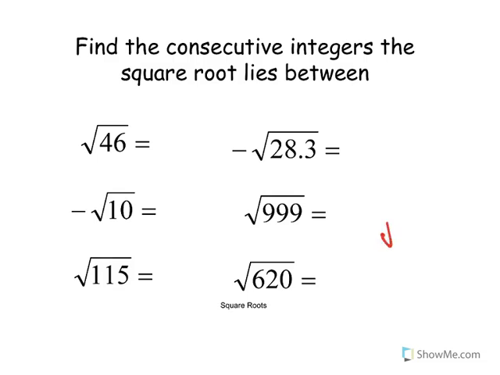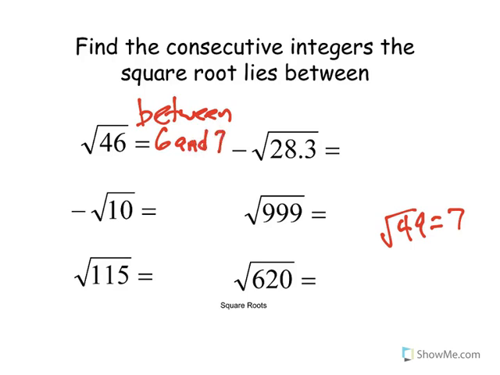So find the consecutive integers the square root is between. Well, I know the square root of 49 is 7. So the square root of 46 is going to be a little bit smaller than 7. So it's going to be between 6 and 7. And that's what we're looking for here. What's it between? And if you put this in the calculator, you're going to get 6 point something, I promise you.